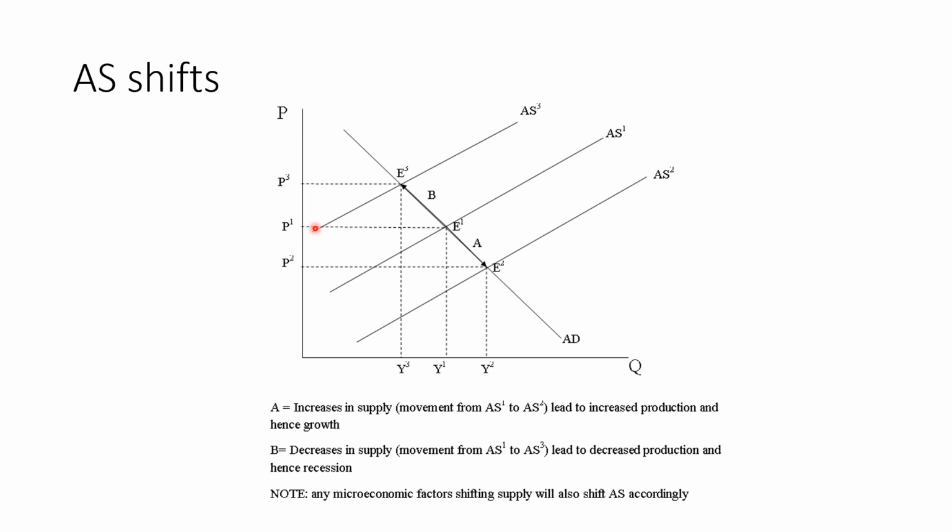And then over here, from movement from AS1 to AS3, you have a decrease in aggregate supply. This is noted by the area B. You have an increase in price, a decrease in the equilibrium output, okay?